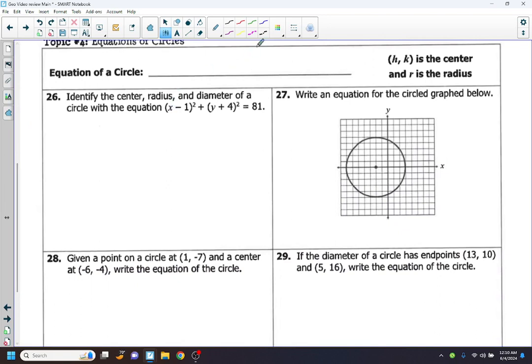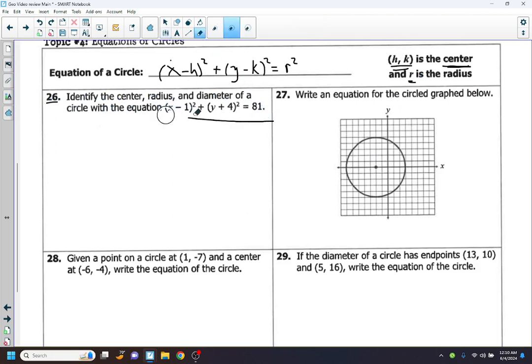All right, equation of a circle. The equation of a circle is (x - h)² + (y - k)² = r². Keep in mind, h and k is the center, and r is the radius. So in this situation, they're asking me to identify the center, radius, and diameter of a circle with this equation.